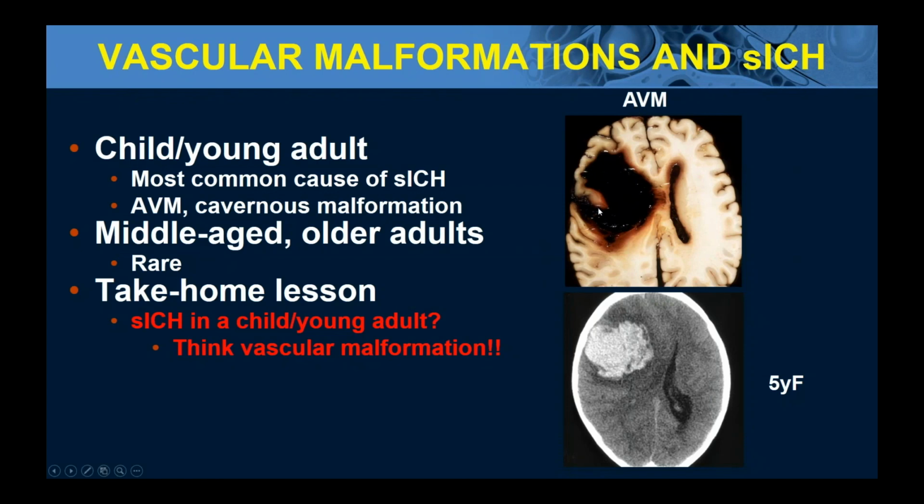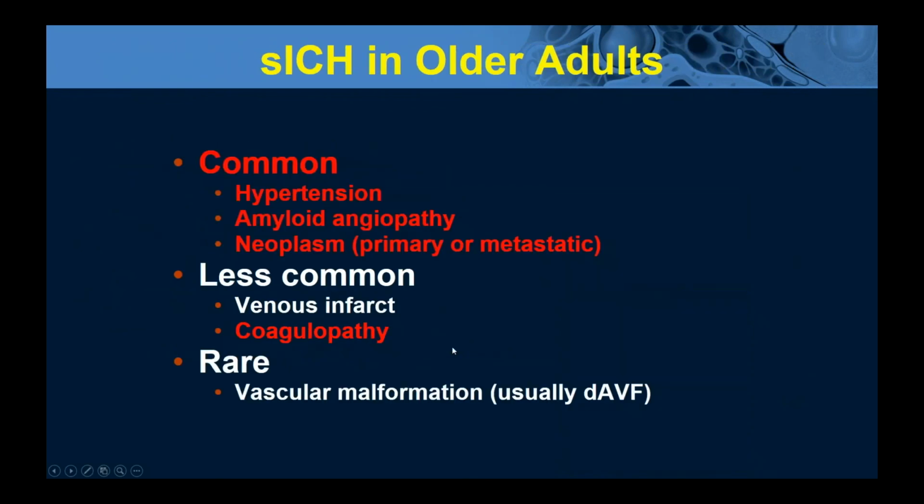And here's an autopsy case, a young patient who died of this spontaneous brain bleed. Here's one who survived, and there you see the high density of the clot. This patient's 5 years old, not likely to be hypertensive, and besides, it's not in a good location. It's not down in the basal ganglia, it's up in the hemisphere. So if you see spontaneous intracranial hemorrhage in a child or young adult, you want to think vascular malformation.